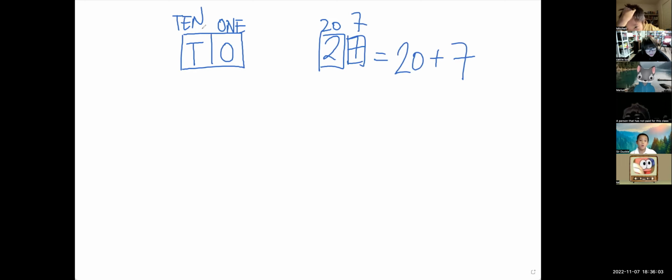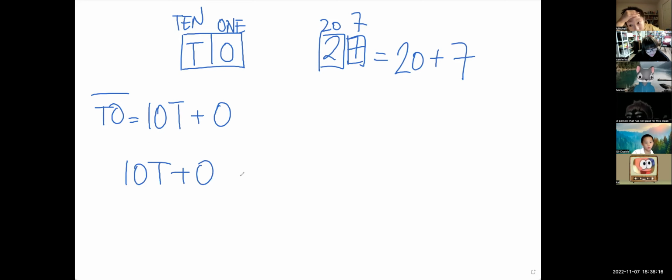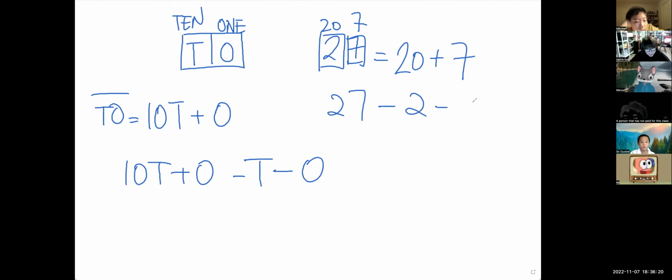So let's take a look at this one. So it's 10T plus O, which equals TO. Do you understand this? Okay. So now the question is asking us to take 10T plus O, then minus T minus O, correct? Because it's 27, you minus 2 minus 7.